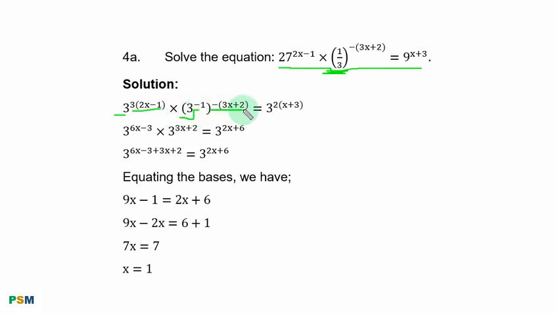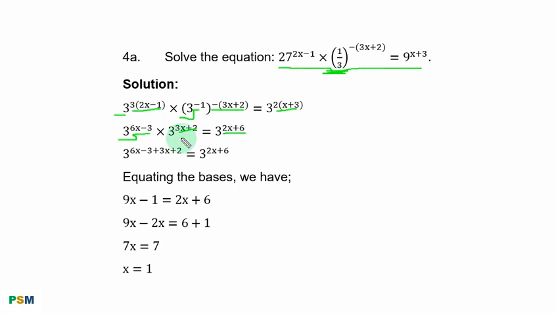Then the given 9 becomes 3 square. You have the given power. You can express the powers by opening the bracket. Here becomes 3 power 6s minus 3. Minus 1 times this minus is plus. You are left with 3s plus 2. Then you have 3 power 2s plus 6.